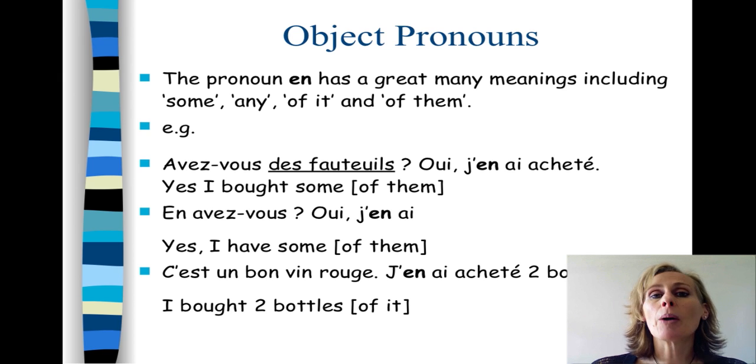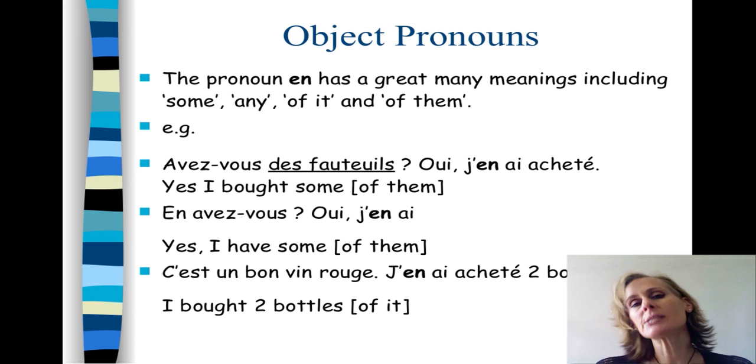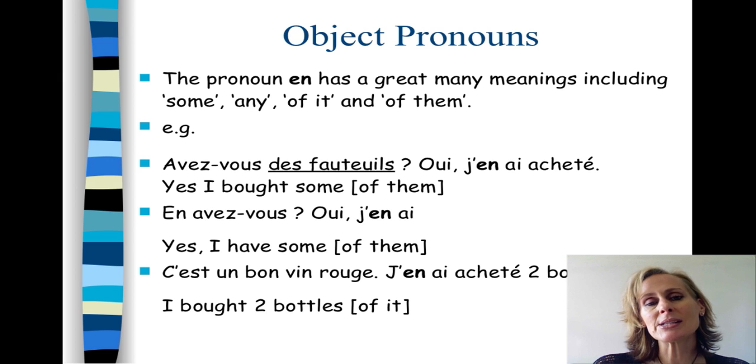And then, c'est un bon vin rouge. J'en ai acheté 2 bouteilles. I bought 2 bottles of it. So, a little note here. When you're using numbers in French, you must include the number and you must include the en. J'en ai 4.